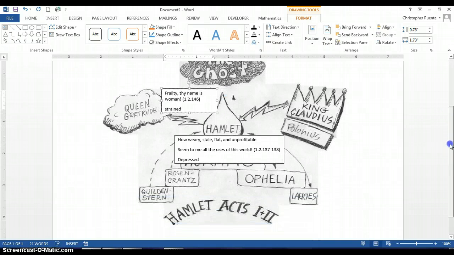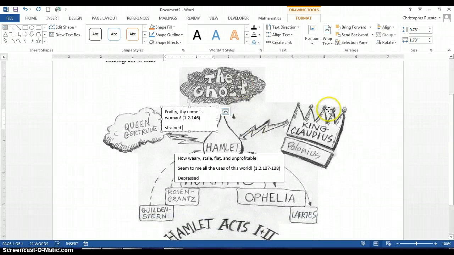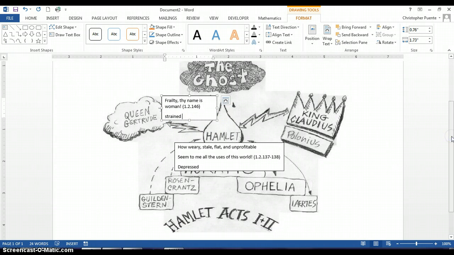So this is how sociograms work. You're able to artistically show me what you know about the characters, but you're also able to back up your ideas about these characters with quotes and L2s that you have been using as your analysis for the text. So that's how sociograms work.